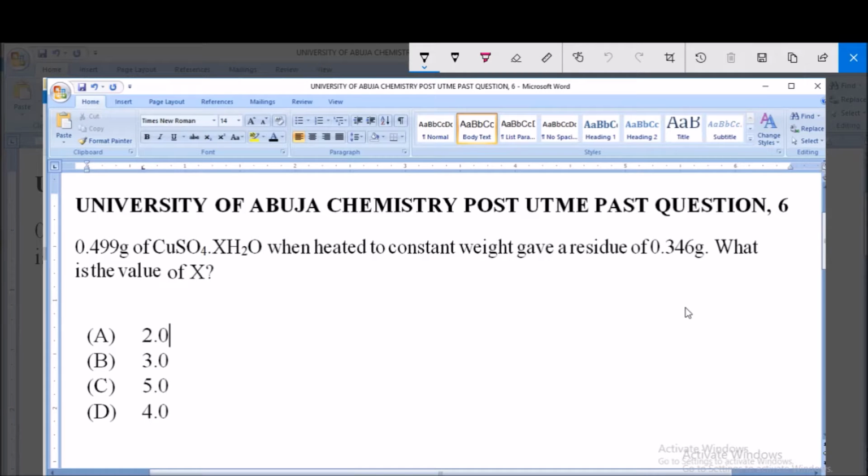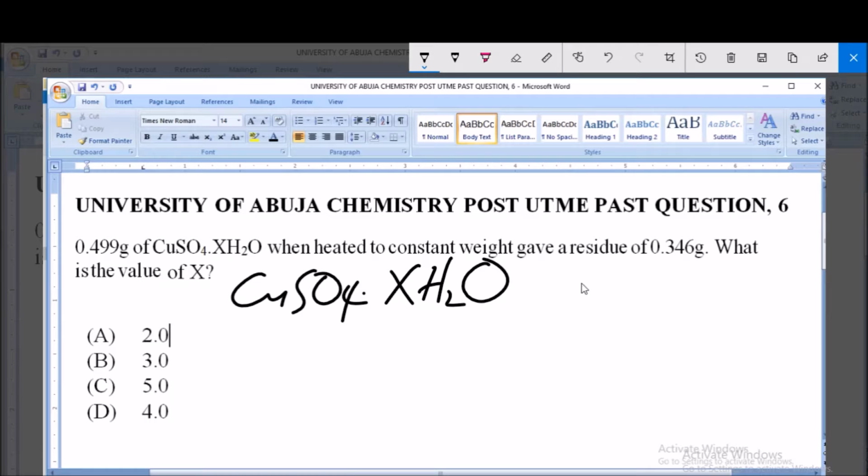Now this question gave us a hydrated salt, CuSO4·XH2O. Now CuSO4 has a mass of 0.346, because when a salt is heated, the water of crystallization evaporates. Now this water evaporates, leaving only the salt. That is why we had a constant weight. So the mass of this is 0.346.